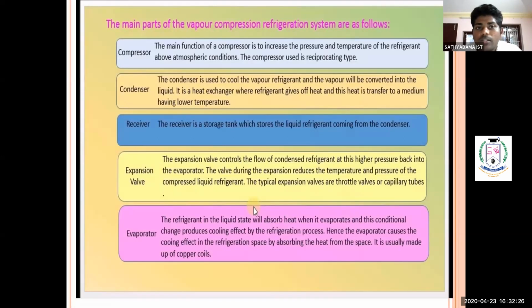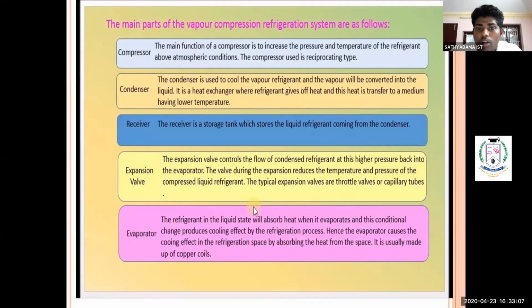Now these are the main parts of the vapor compression refrigeration system. Before seeing these parts, the main function of the compressor is to increase the pressure and temperature of the refrigerant above atmospheric condition. The compressor used in refrigeration is the reciprocating type. The condenser is used to cool the vapor refrigerant, and the vapor will be converted into liquid. The function of the condenser is to convert vapor into liquid. And the receiver, as I said, is a storage tank which stores the liquid refrigerant coming from the condenser.